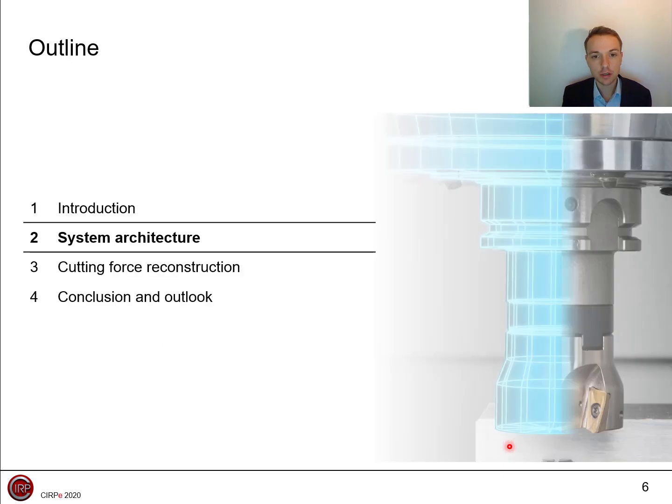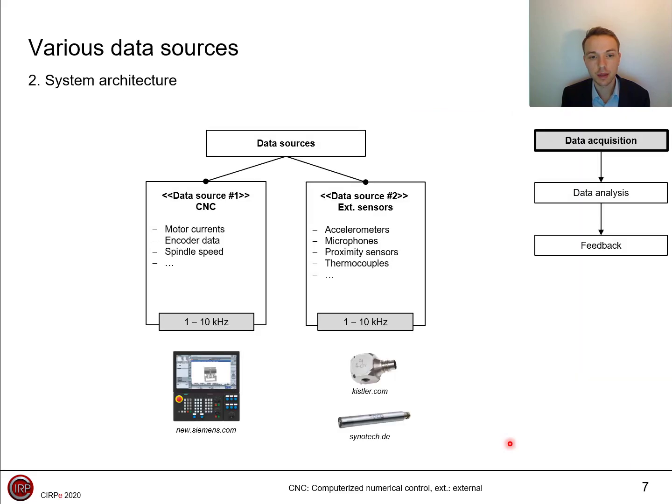The second part of the presentation will now introduce the system technology and architecture used for data acquisition, data processing, and process control. As presented in the introduction, the system technology must enable the high-frequency acquisition of machine data and external sensor data. The goal is to achieve a sampling frequency of 1 to 10 kHz for both data sources.